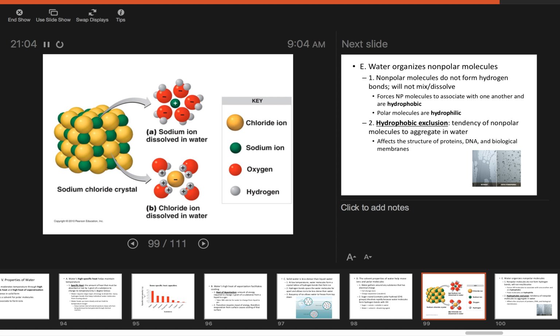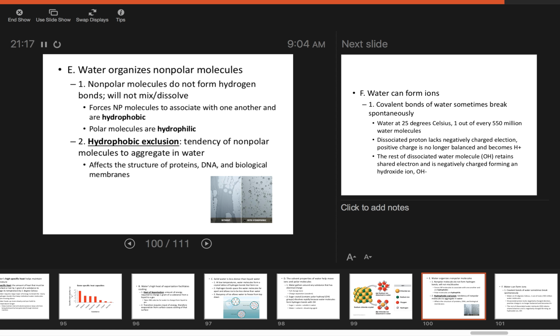So this is why water and oil don't mix, because oil is nonpolar, has no charges, and just won't interact with the charges. Which leads me to this.